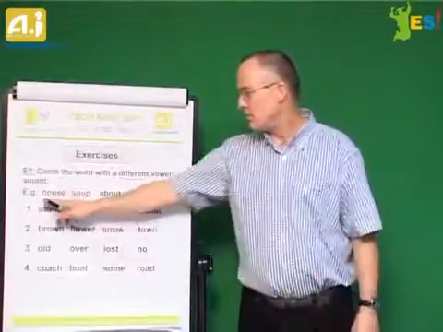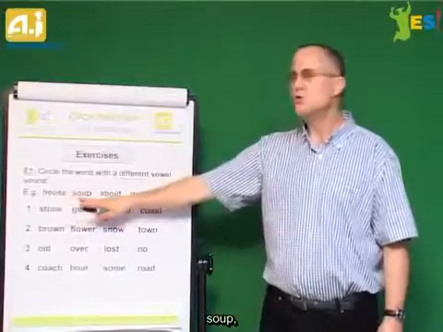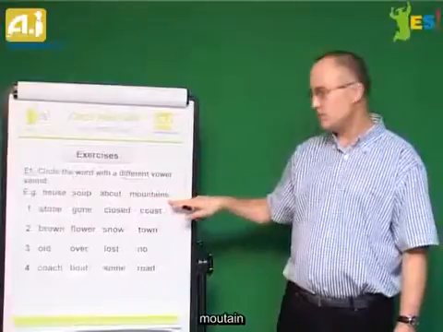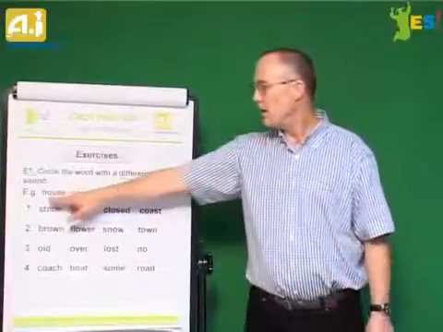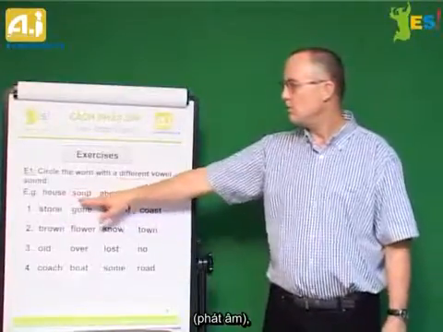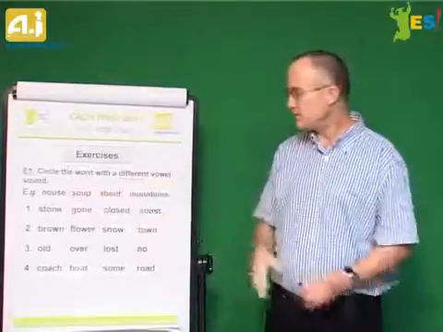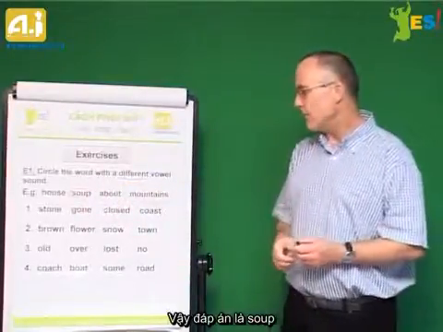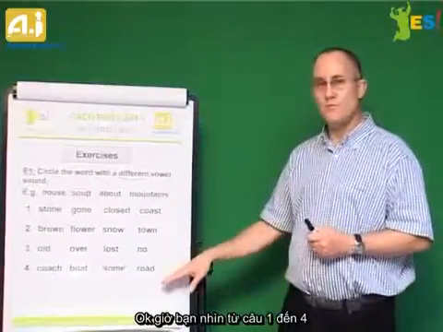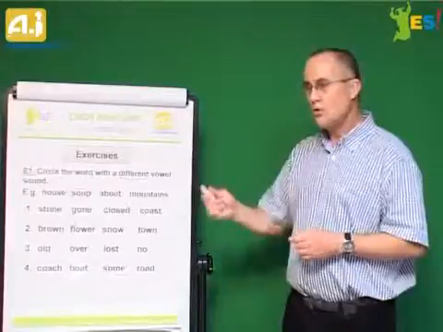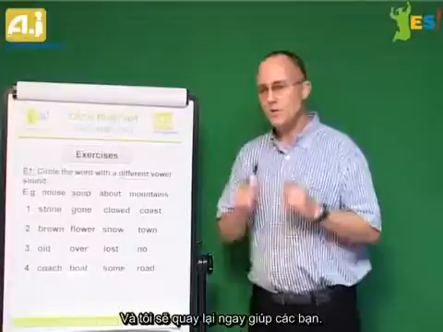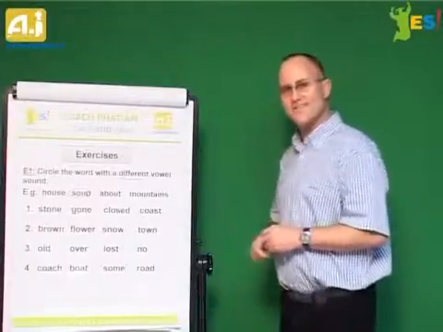House, soup, about, mountains. Ow, ow, ooh. Do you hear the difference? So soup is the different vowel sound. Okay, your chance to take a look at number 2 through number 4. Try to circle or think of the word that has a different vowel sound, okay? I'll be right back to check the answers with you, okay?